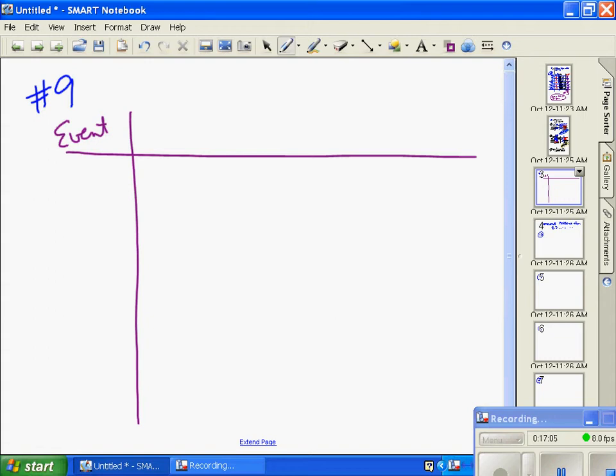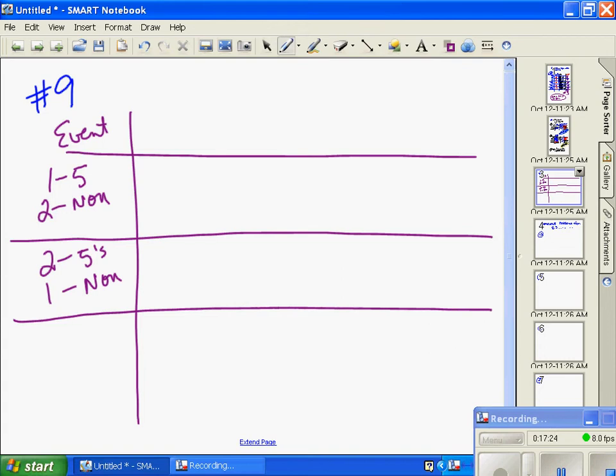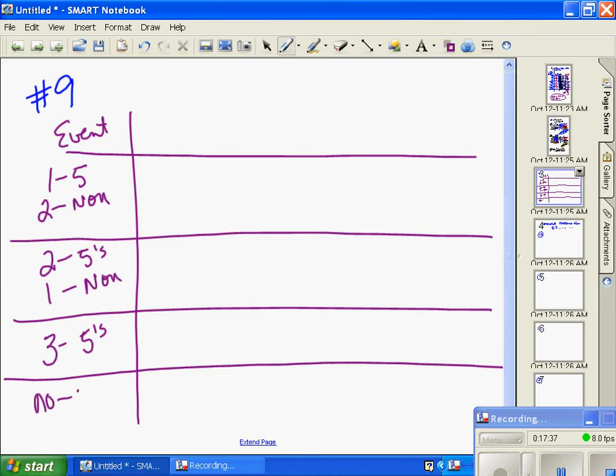So let's think about this. I could possibly get 1 5. If I get 1 5, then I get 2 non-5s. That's one event. Or I could get 2 5s, and then I would get 1 non-5. Okay, and this event is just to help us keep track of what our payoffs are going to be. I could also have 3 5s. That means 0 non-5s. Or I can get no 5s. Okay, so those are my events. Okay, let's think about payoffs.